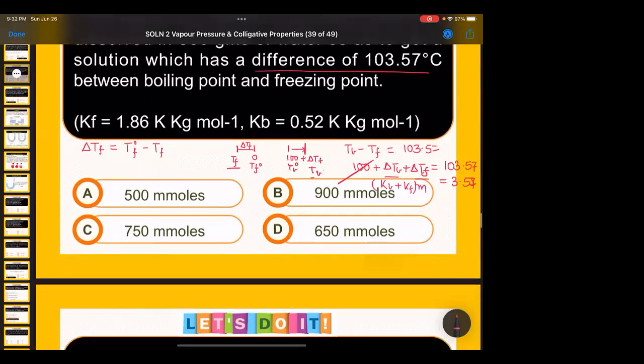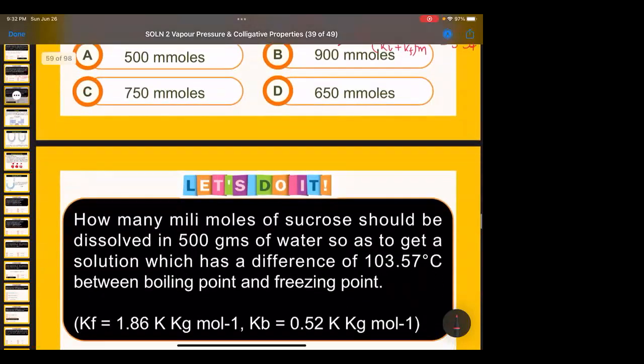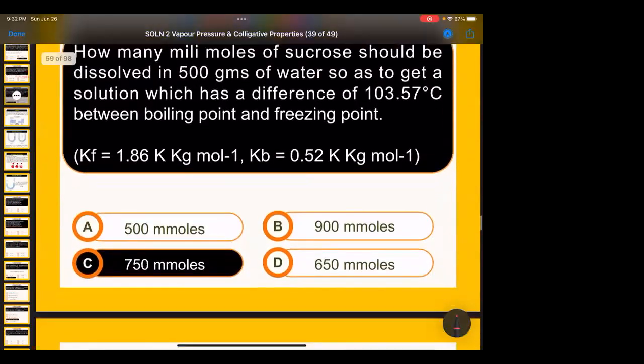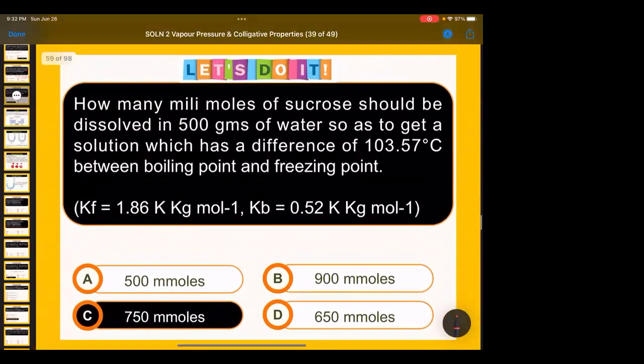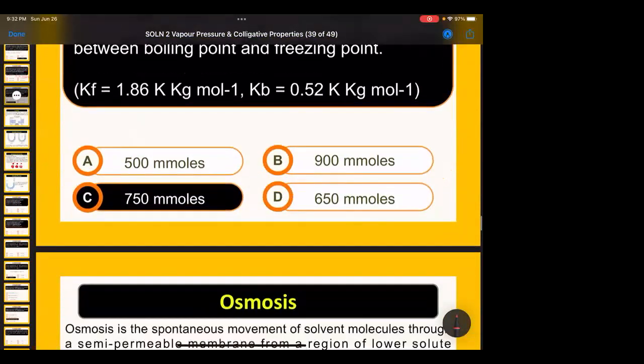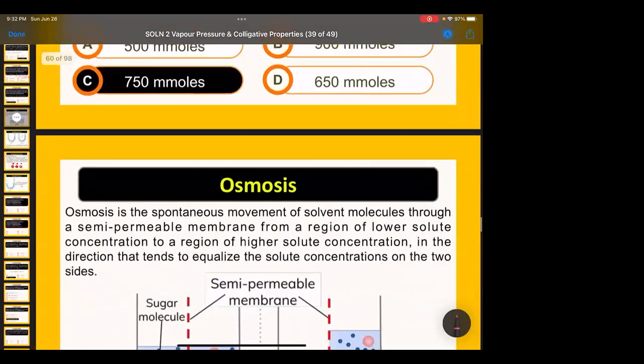Good. So let's move to the next question. It is 750 millimoles. Okay, and next let's discuss some osmosis. So osmosis, what is osmosis? Tell me quickly.